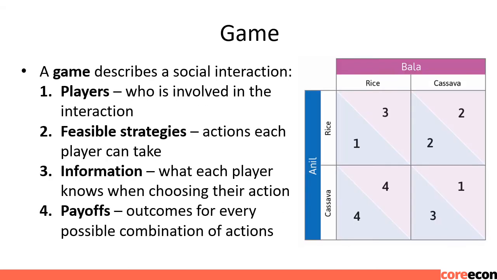Game. A game describes a social interaction. Four key components of a game are 1. Players. Who is involved in the interaction? 2. Feasible strategies. Actions each player can take. 3. Information. What each player knows when choosing their action. 4. Payoffs. Outcomes for every possible combination of actions.